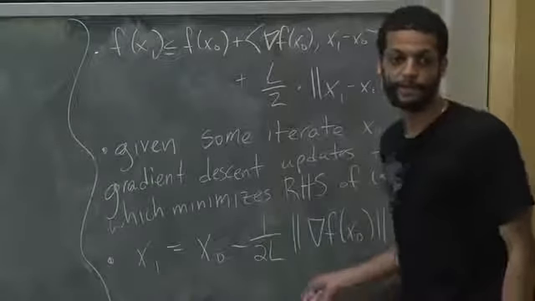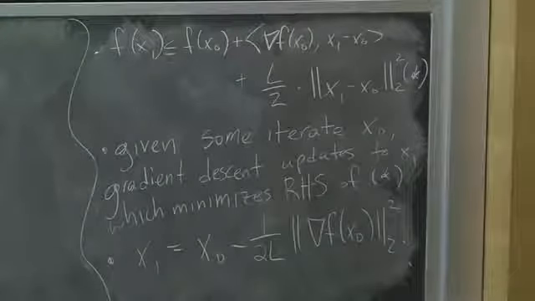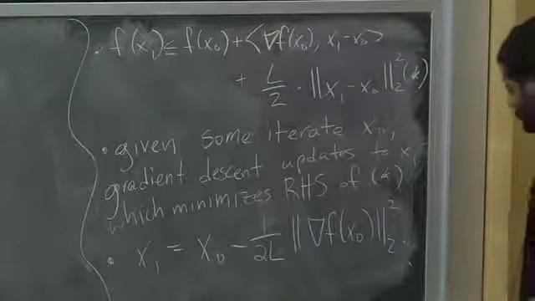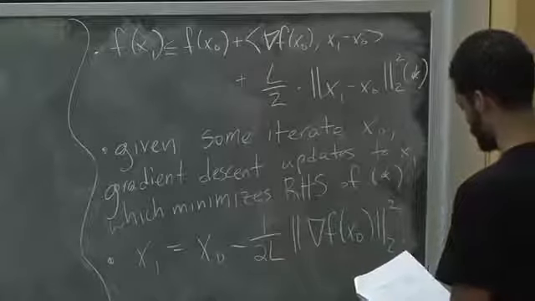Questions? x0 is a vector, right? Yeah, x0 is a vector. You're subtracting a scalar. Oh, that is a very good point. That is not what I mean.